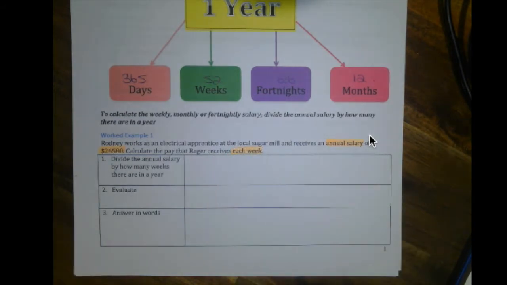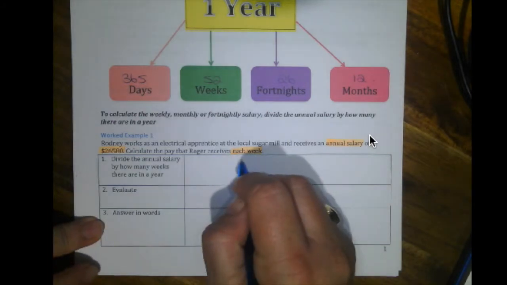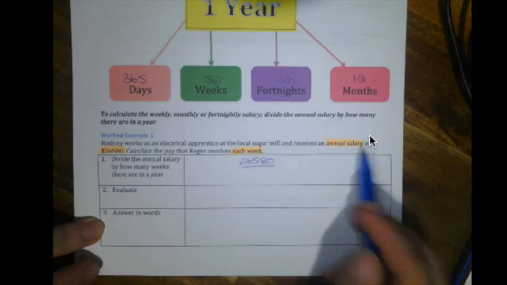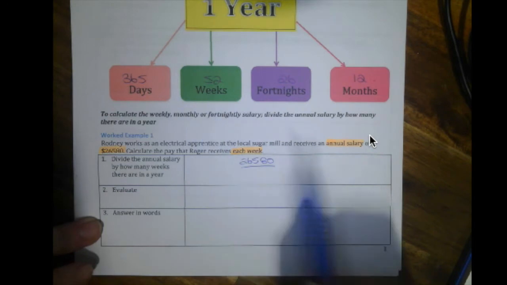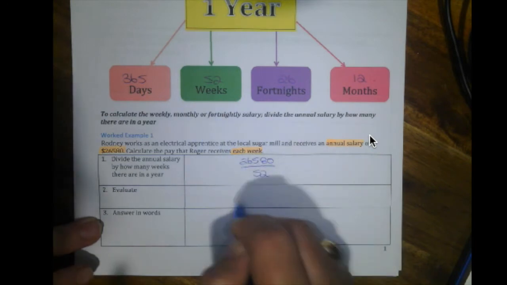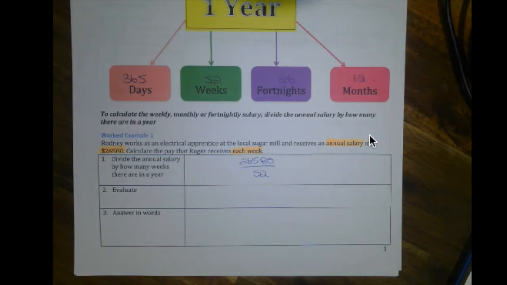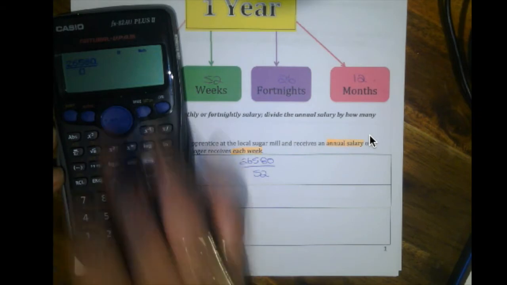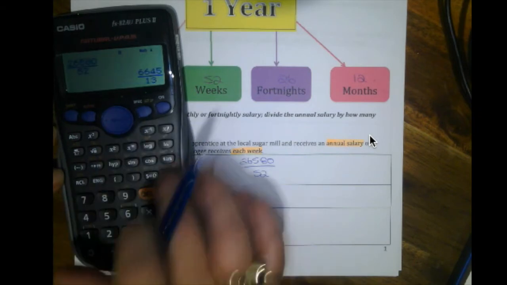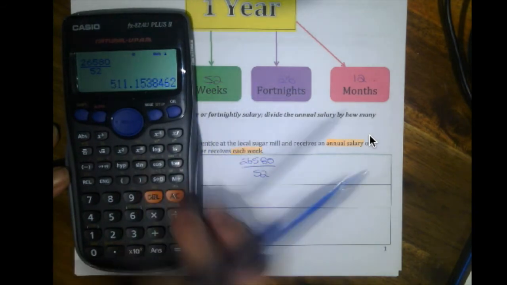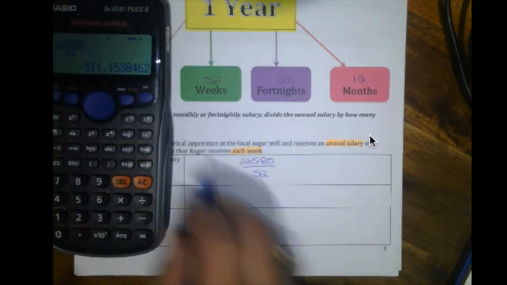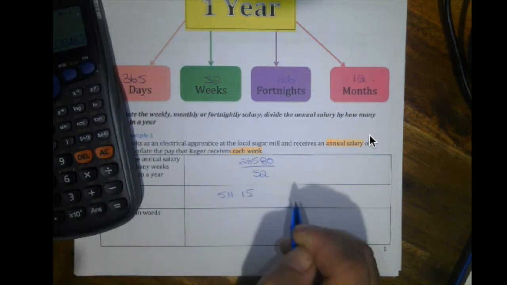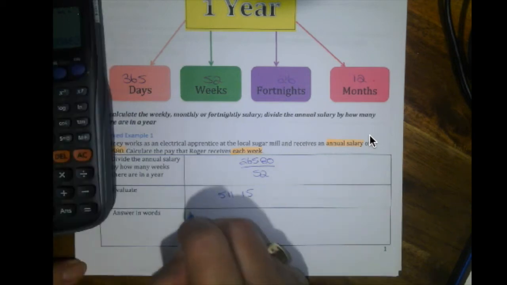So all they're asking you to do in this case is take Rodney's annual salary, which is $26,580, and divide it by how many weeks there are in a year. So there's 52 weeks in a year, and evaluate. That's easily enough done on your calculator. If you press your fraction button, 26580 divided by 52 equals. If you come up with a fraction as your answer, if you press the S to D button, it will tell you that Rodney earns approximately $511.15 per week.